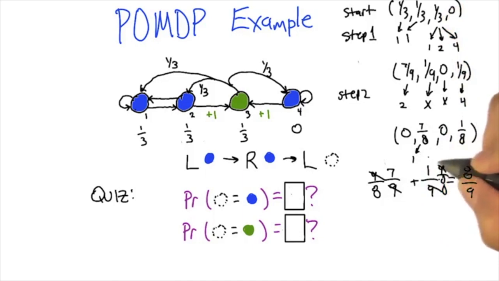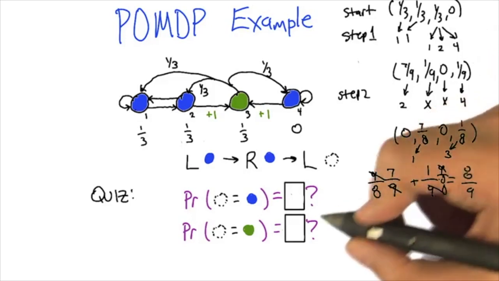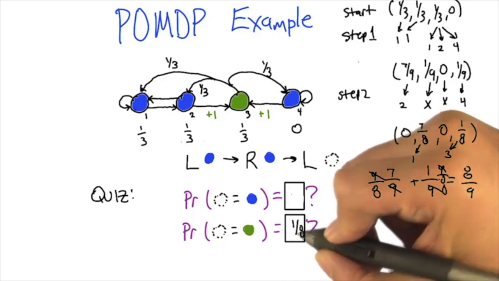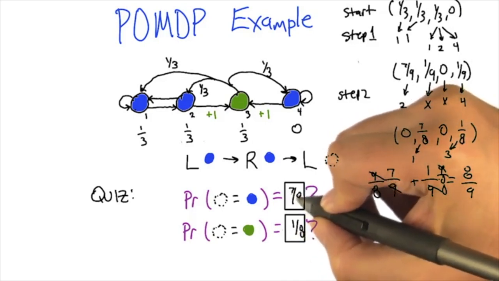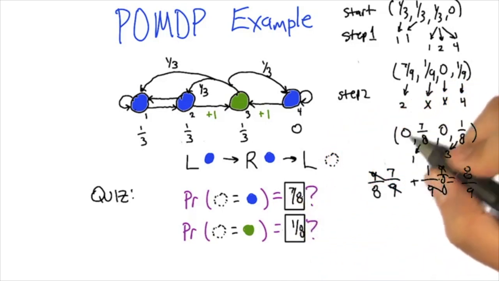We know we're not in state 3, and we could be in state 4, and if we go left, we will see green. We'll be in state 3. So those add up to 1 neatly. So that suggests that we will see green with probability 1/8. Green with probability 1/8? Yep. And blue with probability 7/8? It's more likely that we'll see blue, but it's not impossible that we'll see green.